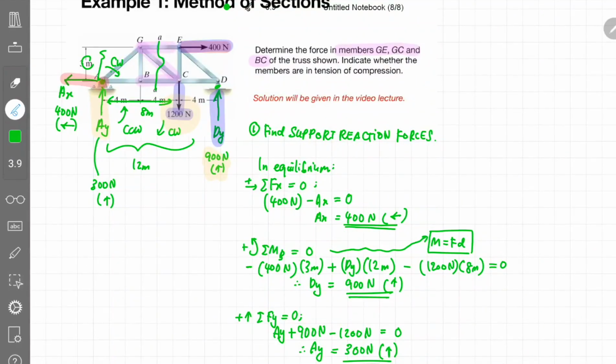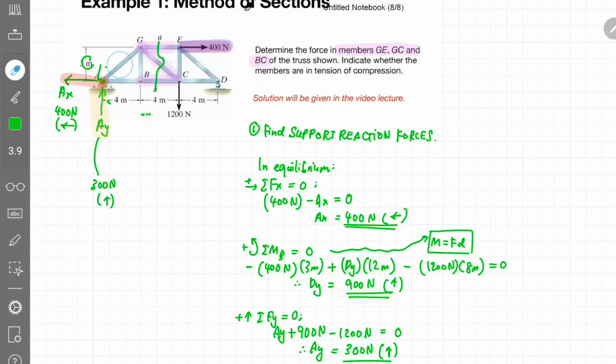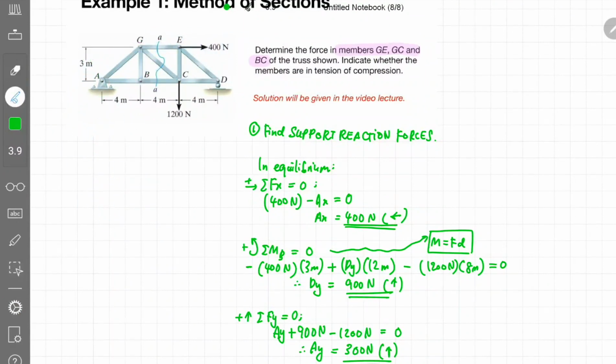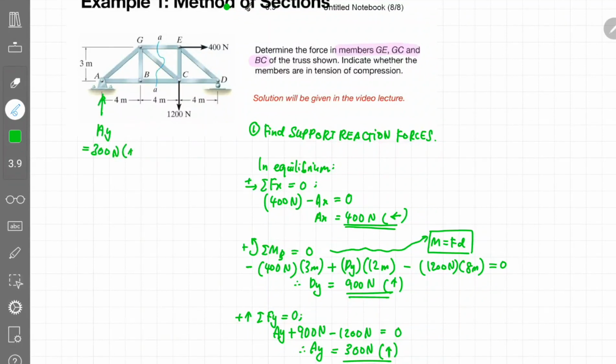Okay, now for clarity purposes, I'm going to clean up my image over here. There is too much sketching. So, I am just going to put only the necessary information in this particular diagram, which is the external forces that we have calculated earlier. Okay, so we already know that AY is 300 Newton pointed upward. The AX is 400 Newton pointed to the left. And the DY is 900 Newton pointed upward.